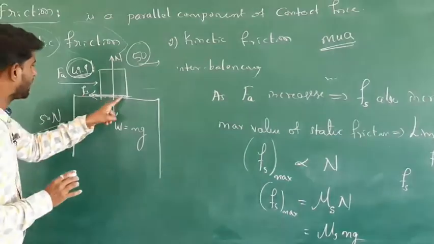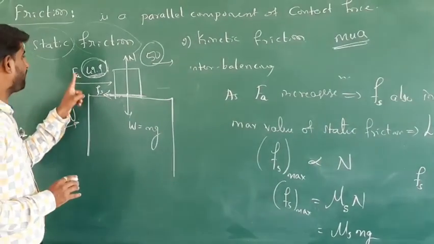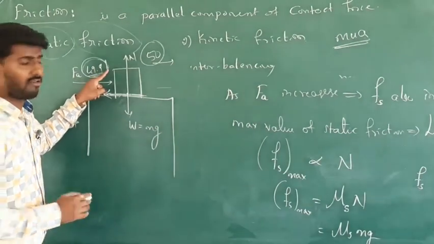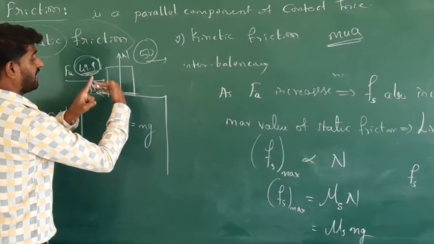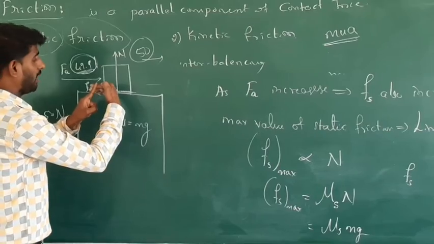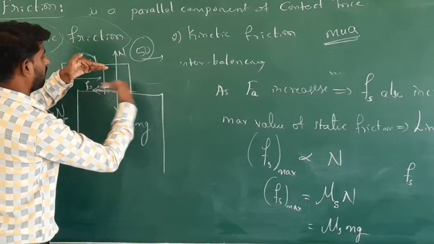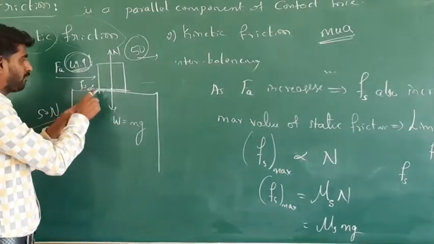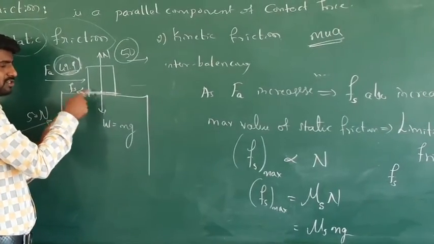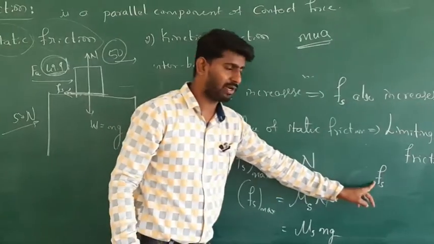The applied force has an equal and opposite Fs. So if I apply 49.9 Newton, there will be 49.9 Newton in this direction. This is Fs maximum. If you apply 50, there will be no static friction, there will be kinetic friction. So 49.99 in this direction is called the Fs maximum. Remaining all values are Fs.